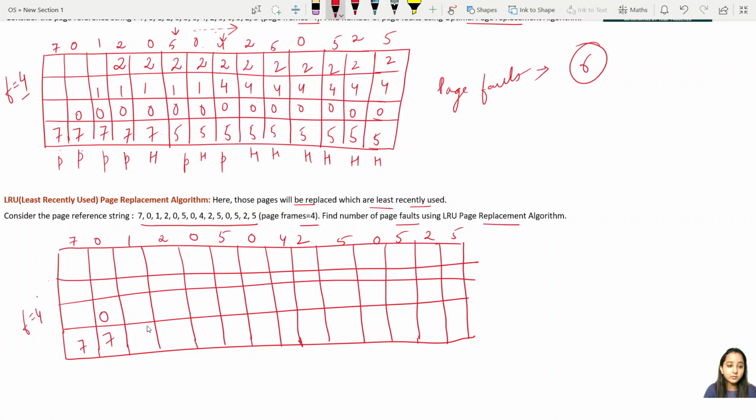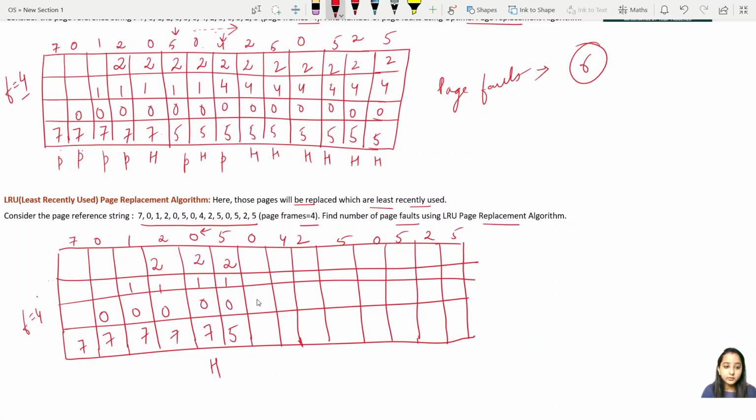7, after 7 comes 0, after 0 comes 1, 2, then 0 is already present. Okay, so no need for replacement. Here a hit will occur. Then 5 arrives. We will see here which one is the least recently used page. 0 is used, 2 is used, 1. So 7 is least recently used. So I will replace 7 by 5.